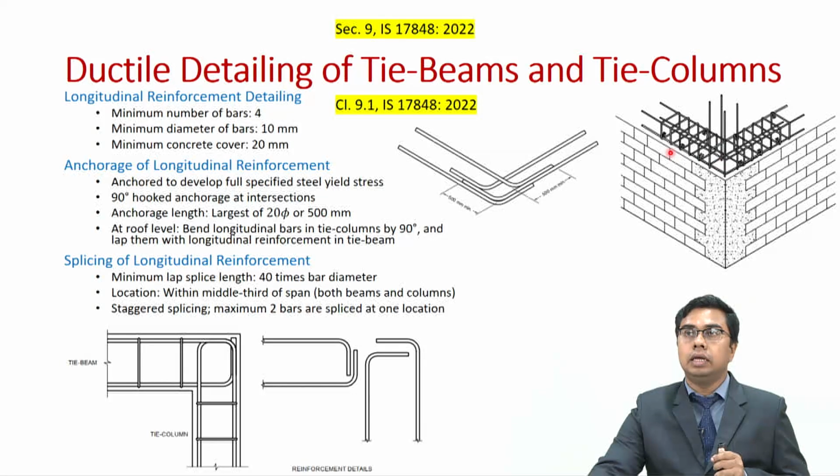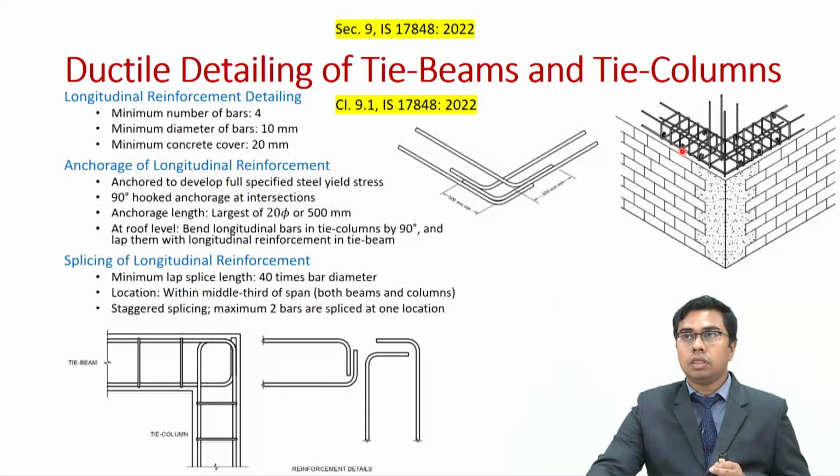Another point in this favor is that the dimension of tie beams and tie columns is much lower as compared to the dimension of RC beams and RC columns in an RC frame building, and therefore the clear cover also has to be lower in the case of confined masonry construction.